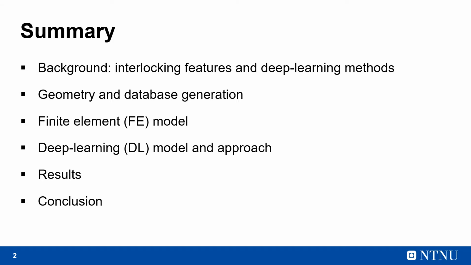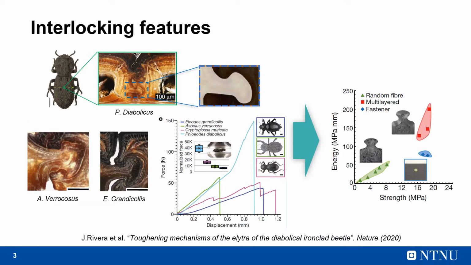So a brief introduction on the background, so interlocking features and why they're important in some biological systems, and deep learning methods. Then I'll be talking about the geometry and the database generation that we made for training our deep learning model. Then some details on the finite element and deep learning model and approach. And finally, some results and conclusion.